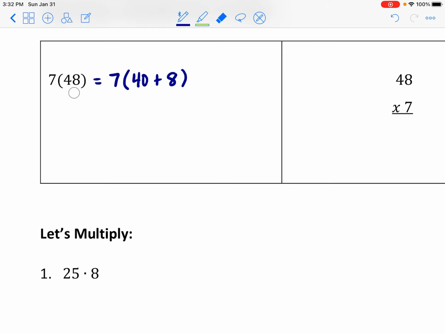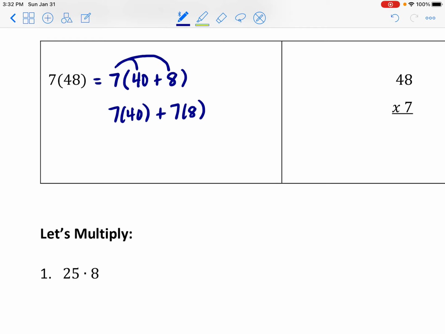So if I separated that out into expanded form, then I can use my distributive property. So this is really 7 times 40 added to 7 times 8. And sometimes finding those individual products and adding is easier than actually multiplying first.